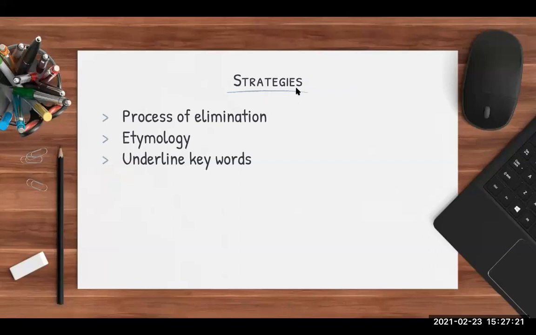Okay, so now we're going to look at some strategies that include process of elimination. So that's marking off answers that you know won't work until you're left with one or at least two that you're pretty sure would work. Etymology, which is things like suffixes and prefixes that will help you determine the meaning of a word, and underlining keywords.